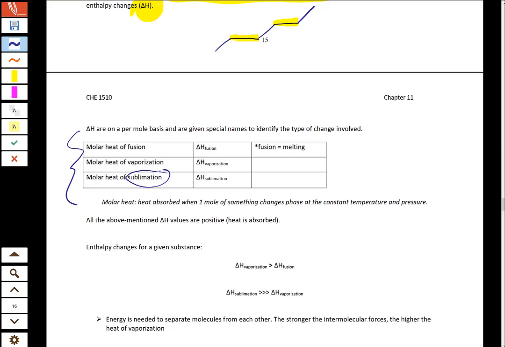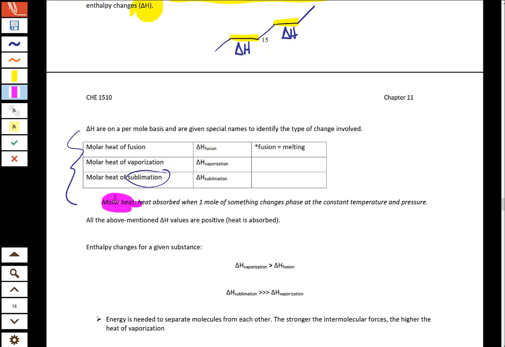Okay, so molar heat of fusion is your delta H for this part of the graph where you're seeing melting happen. And then your molar heat of vaporization is your delta H for this part of the graph where you're seeing a liquid turn into a gas. And not everything sublimates, so if something sublimates, it would have an additional delta H, and that would be the molar heat of sublimation.